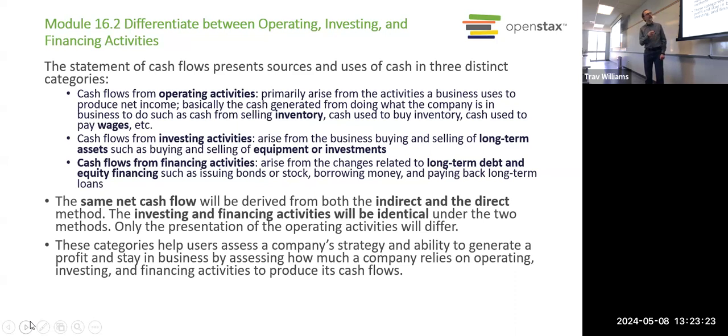And then the third section is cash flow from financing. This would be anything related to debt, like loans or issuing bonds, and equity, issuing stock. That all falls under financing. Okay?